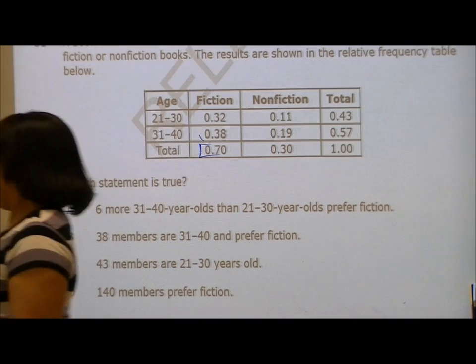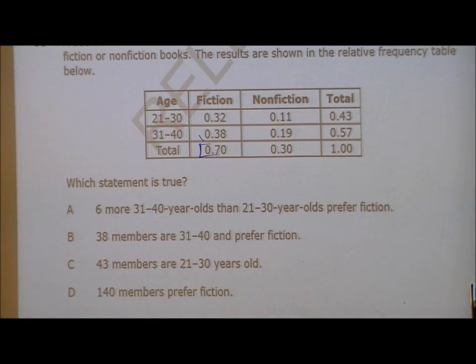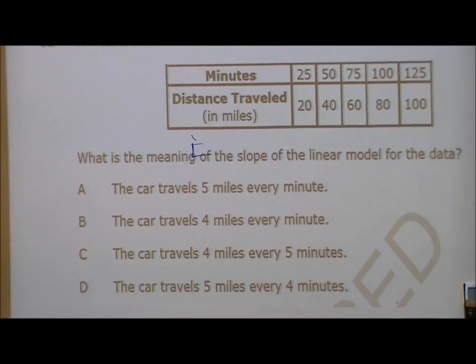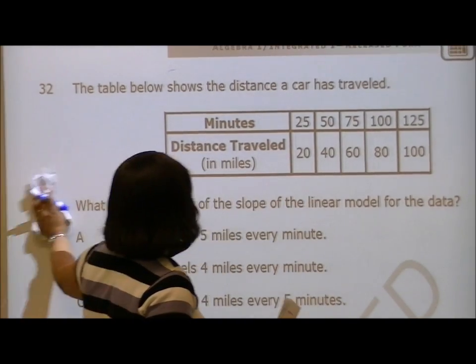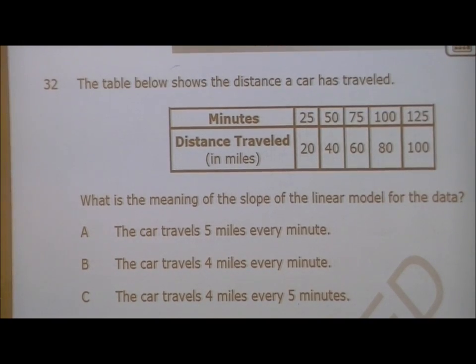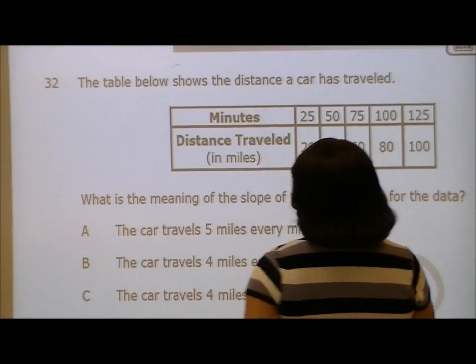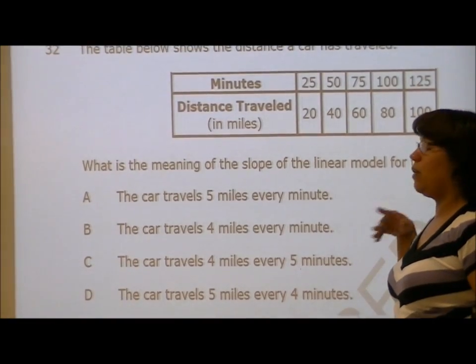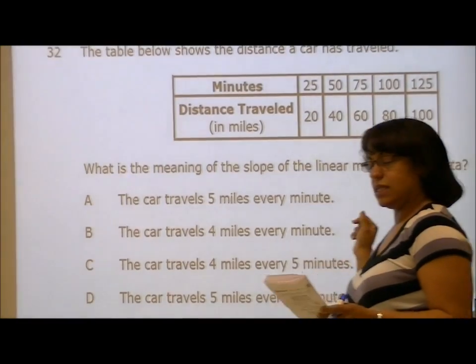Okay, for number 32, the table below shows the distance a car has traveled. What's the meaning of the slope of the linear model for the data? So what you have to do is you can actually use your calculator, put this in, find your slope, and once you find your slope, you'll know what it means.